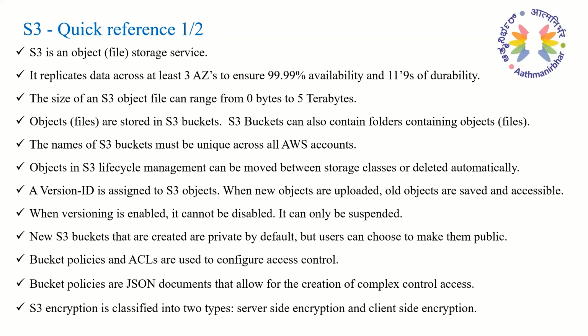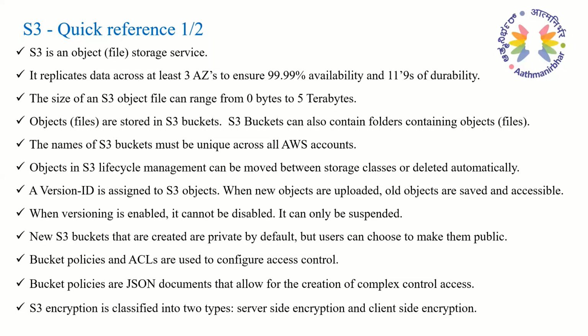Objects in S3 lifecycle management can be moved between storage classes or deleted automatically. A version ID is assigned to S3 objects. So when new objects are uploaded, old objects are saved and still accessible. When versioning is enabled, it cannot be disabled. Please note, once you enable versioning, you cannot disable it. However, you can suspend it. You can stop it.